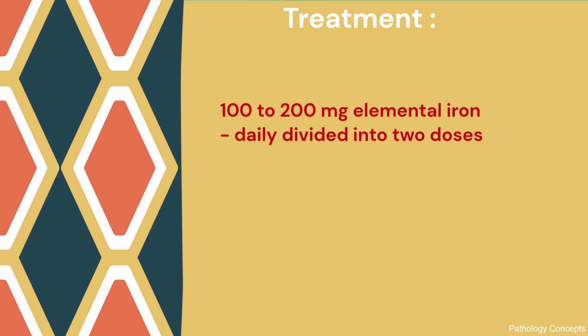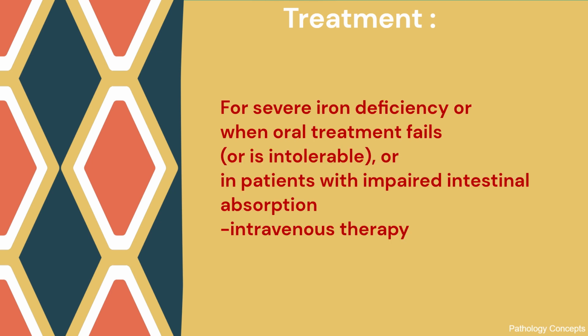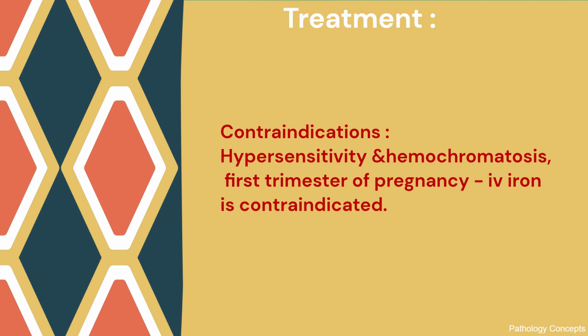In iron deficiency anemia, 100 to 200 mg elemental iron is given daily, divided into 2 doses, to adult patients. For severe iron deficiency, or when oral treatment fails, or in patients with impaired intestinal absorption, intravenous therapy is a must. There are few contraindications of iron treatment and they are hypersensitivity, hemochromatosis and first trimester of pregnancy.